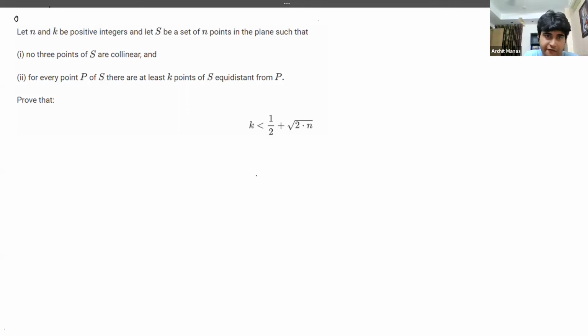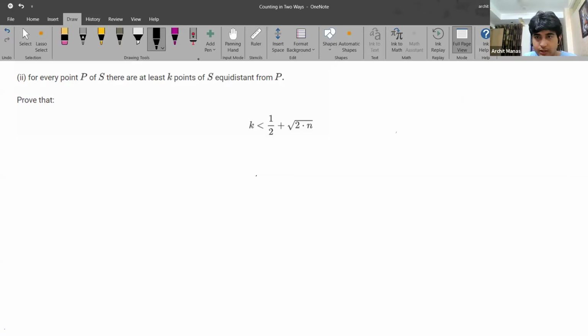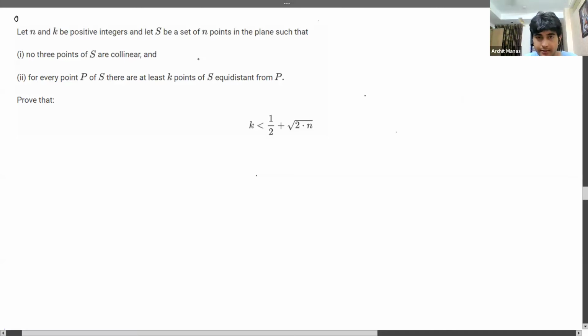So the problem says that you have some points S, and you're given that no 3 points in S are collinear. And at the same time, for every point P that you choose, there's at least K points that lie on a circle centered at P. Of course, this distance is not in your control. There is just some circle centered at P which contains at least K points of S. And then you want to show that K is something like of order root n.